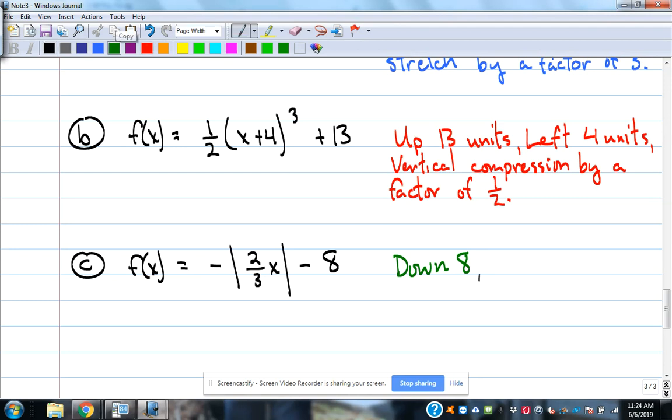Are we going to move left or right? Is there a horizontal shift? Is there a plus or minus on the inside of the absolute value? No, there's not a plus, no addition or subtraction on the inside of there. So we know we're not going to do a horizontal shift. So we're going to look at the 2/3 times x on the inside. What does that do?